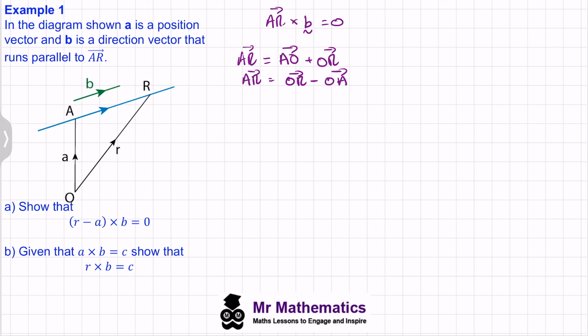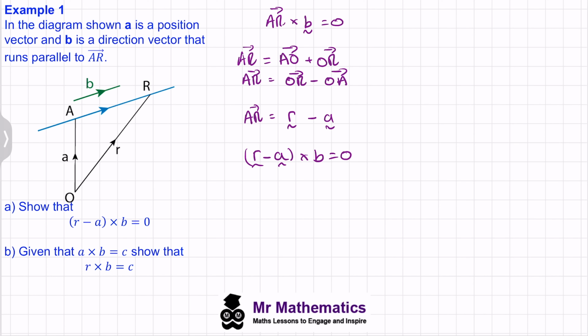And we're told in the question that O to R is r here. So A to R will be r minus O to A, which is a. Now all we need to do is substitute this expression for the vector A to R back into here. So we've got r minus a crossed with b to make 0. And this is what we were asked to show here.